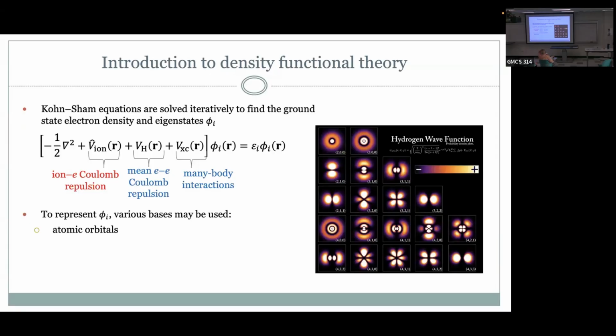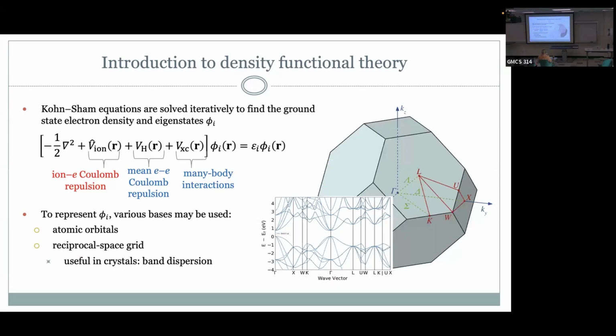So today I'm going to focus on what we call the real space method. And to get there, we need to realize that we can represent the phi sub i functions using various bases. One example is atomic orbitals. So for each wave function, we can express them as a linear combination of atomic orbitals. That's an approach. Another approach that's actually the most common one is using the reciprocal space and making a grid in the reciprocal space.